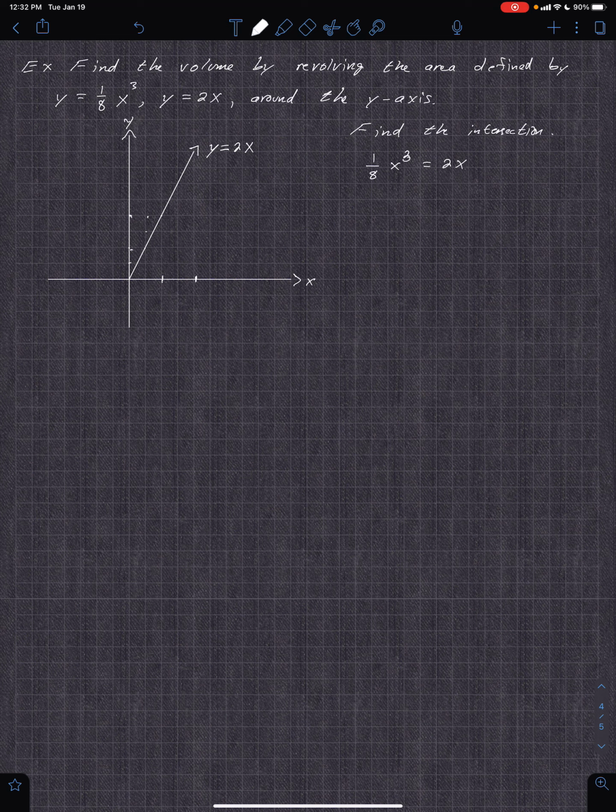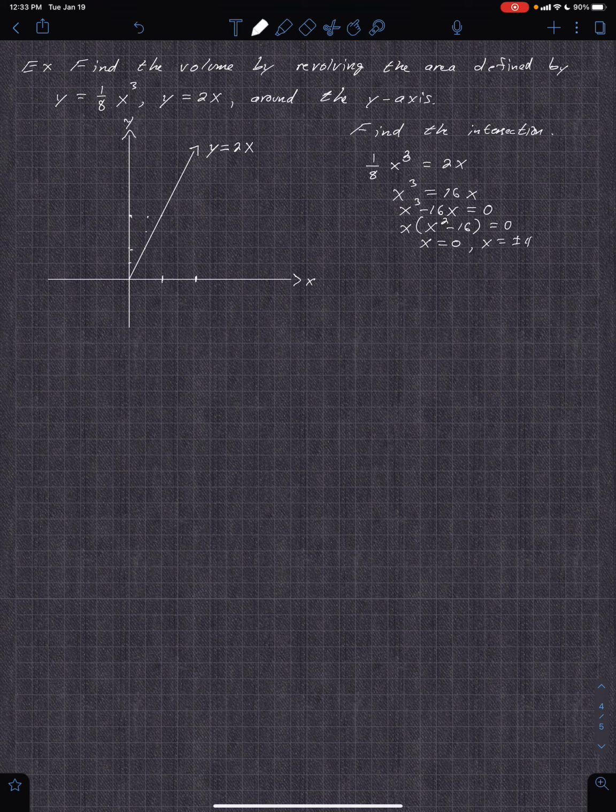I'm going to go ahead and multiply by 8, and so you get x cubed equal to 16x. And so you get x cubed minus 16x equal to 0. Factor out an x: x squared minus 16 equal to 0. So x equals 0 is one solution, which we already know from down here. And then, well, I'm sorry, no, it's plus or minus 4. So x is equal to plus or minus 4.